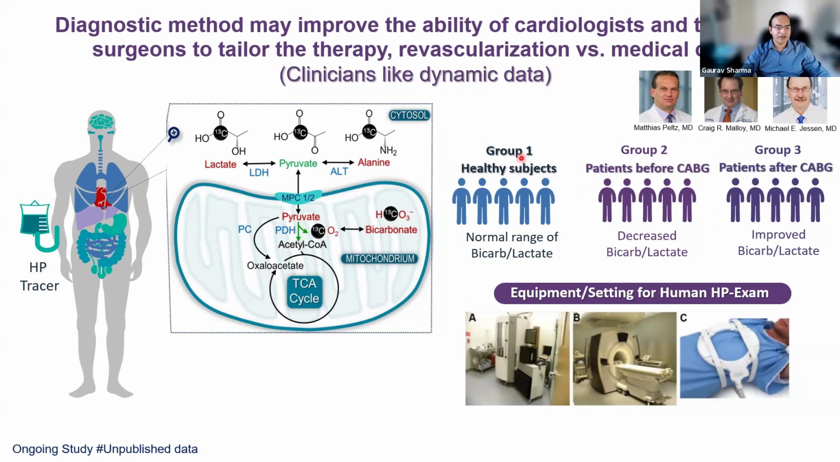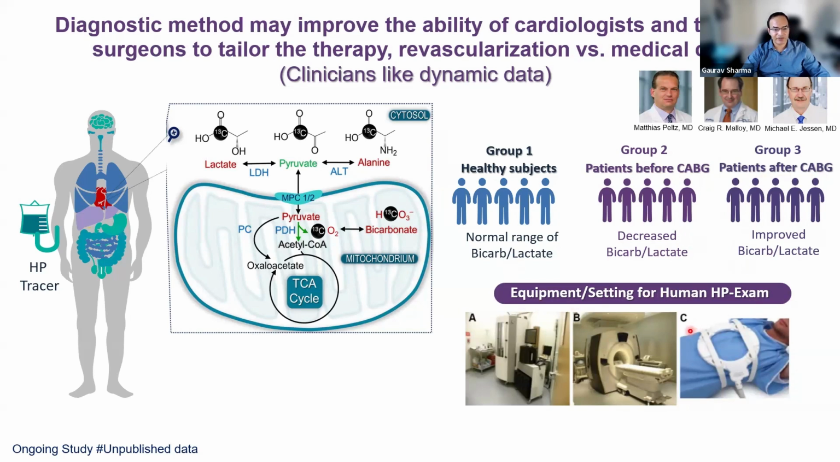Group one is the healthy subject. Group two is the patient before CABG, and group three is the patient after CABG. So basically, in the case of CABG, we hypothesize there should be a decrease in the bicarbonate to lactate ratio because of the mitochondrial dysfunction. And after we revascularize using the CABG, we see the improvement in bicarbonate to lactate. And that's how we hypothesize.